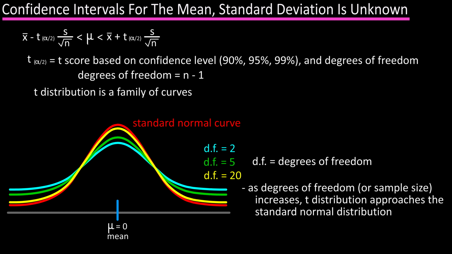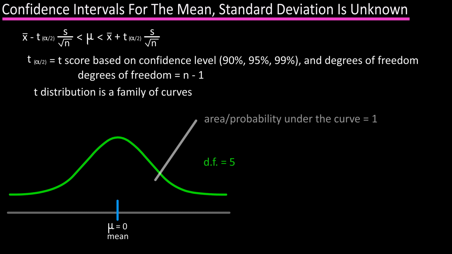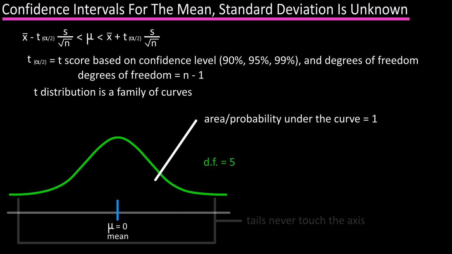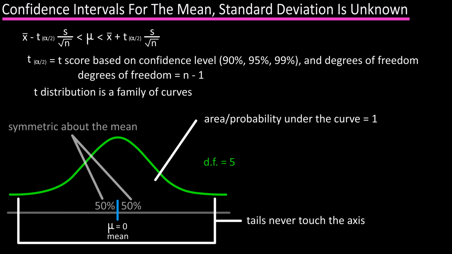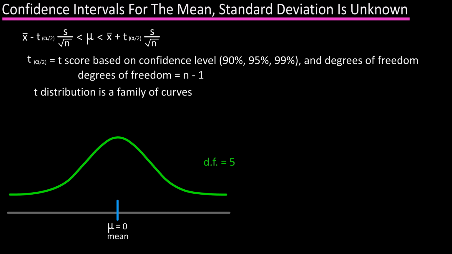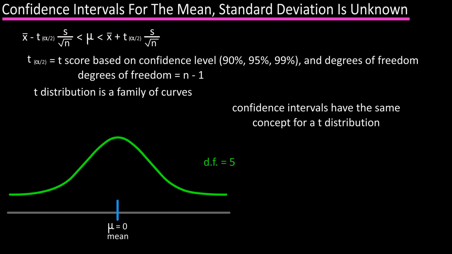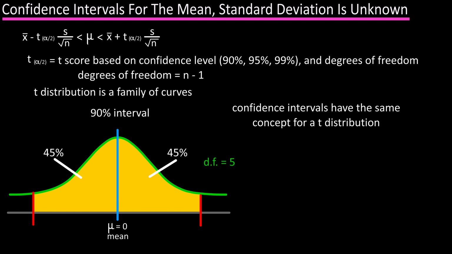Just like in the standard normal distribution, or z-curve, the t-distribution has an area under the curve equal to 1, the tails never touch the x-axis, it is symmetric about the mean, and the mean is equal to 0. Unlike the z-curve, which has a standard deviation of 1, the standard deviation for a t-distribution varies but is greater than 1. As far as the 90%, 95%, or 99% confidence intervals, they have the same concept for a t-distribution. For instance, for a 90% confidence interval, for a t-distribution, we have 45% to the left of the mean, 45% to the right of the mean, which is the actual confidence interval, and 5% in each of the tails.